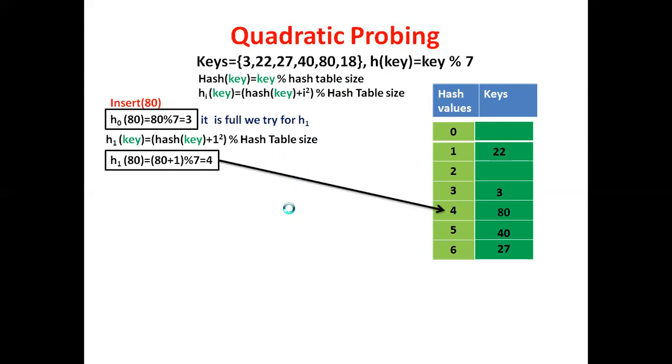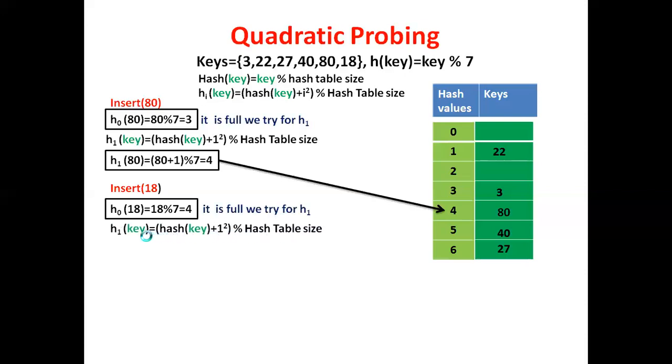Now trying to insert 18. When we are trying to insert 18, 18 modulus 7 means 4 is the remainder. Check whether the fourth bucket is empty or not. The fourth is not empty. The fourth bucket is already filled by 80. So here collision occurs. Then we try for h1. So h1 of key is equal to hash of key plus 1 square modulus hash table size. So when we replace the hash of key, that is 18 plus 1 modulus 7 means 5.